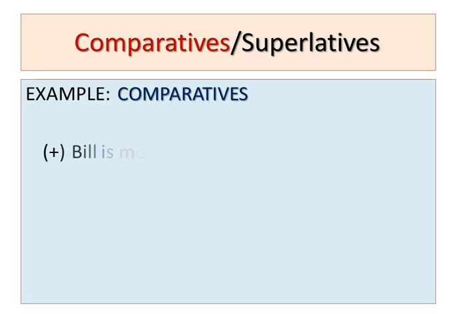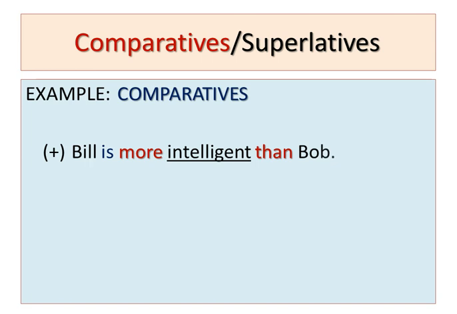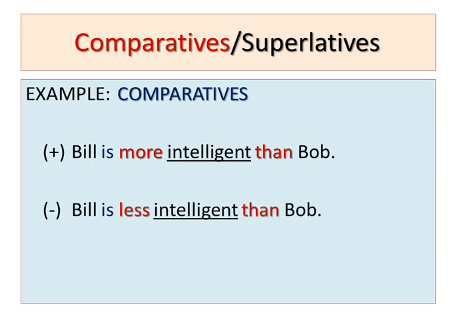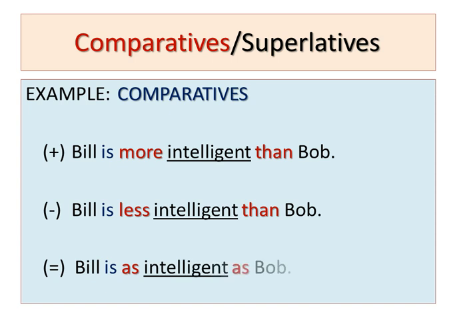For comparatives, in the positive, we would say something to the effect of Bill is more intelligent than Bob. Plus que. If we make the comparison with French, it's the same. If we're talking about negative, Bill is less intelligent than Bob. Moins intelligent que. And of course, when we make comparisons, sometimes they're the same. So Bill is as intelligent as Bob. This may sound strange to you in French, but it is perfectly good English. Bill is as intelligent as Bob.